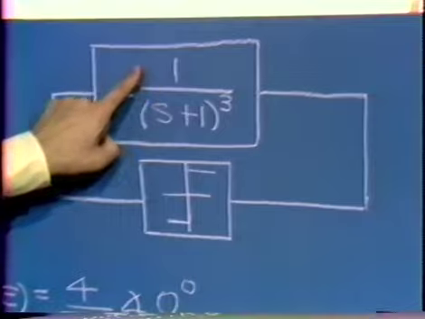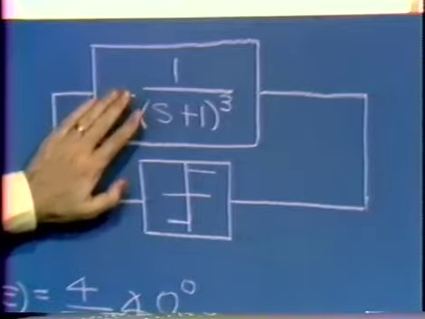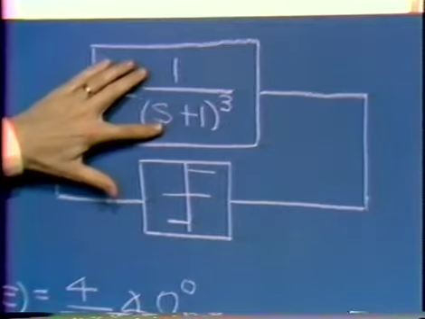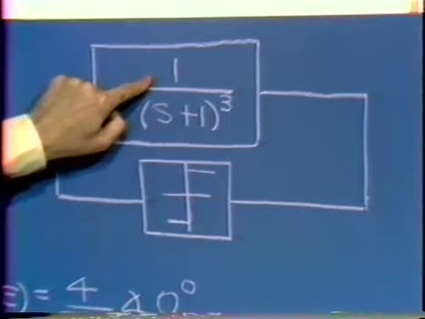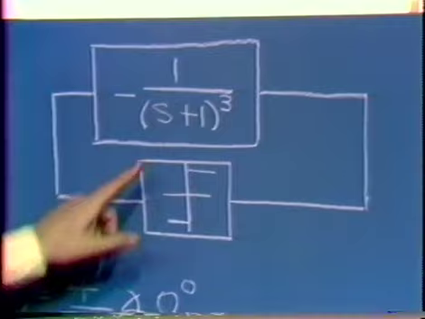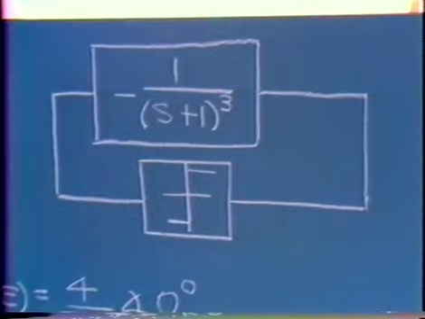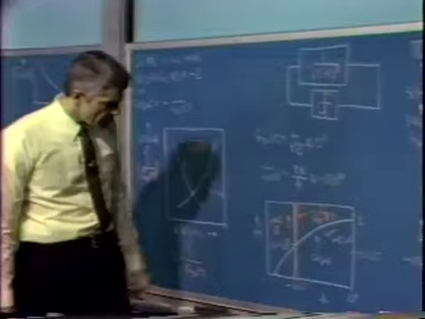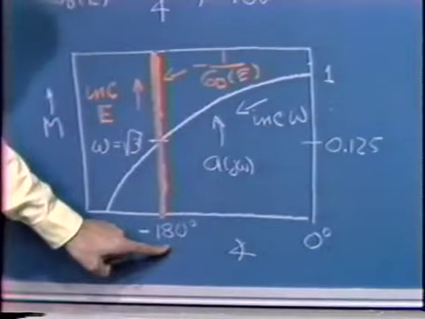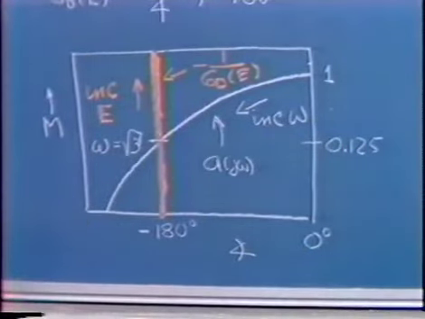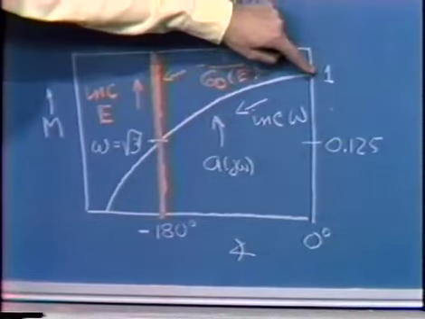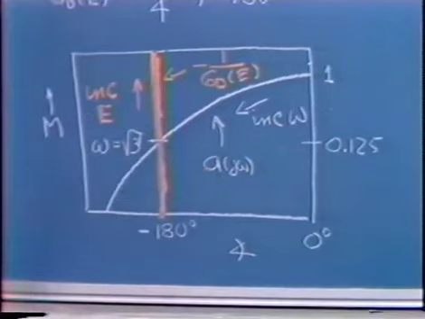The angle of 1 over (s plus 1) cubed, ignoring the minus sign, which really simply represents the inversion in the loop, starts at 0 degrees at very low frequencies, and eventually reaches -270 degrees at very high frequencies. So here in gain phase coordinates, running from 0 degrees through -180 degrees, eventually to -270, I've plotted the transfer function of our linear element, A of j omega.